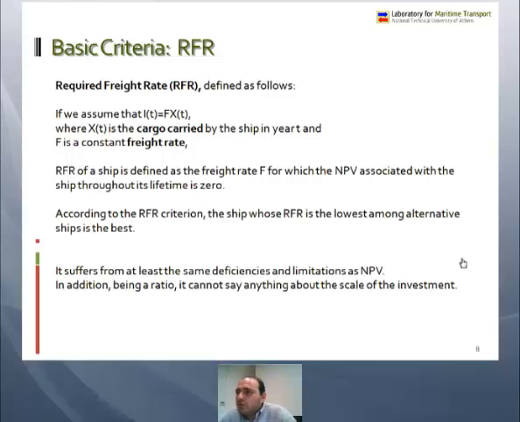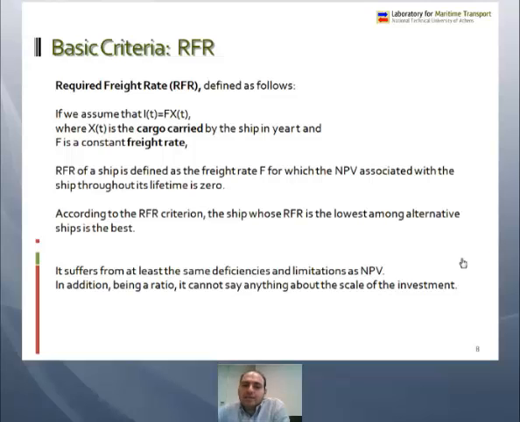So it's a simple equation. You have the net present value. You try to find the freight rate that makes that net present value to be 0. That freight rate is called the required freight rate. And according to this criterion, the vessel whose freight rate is the lowest among alternative ships is the best.